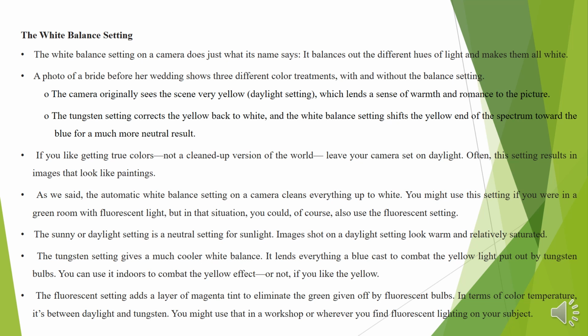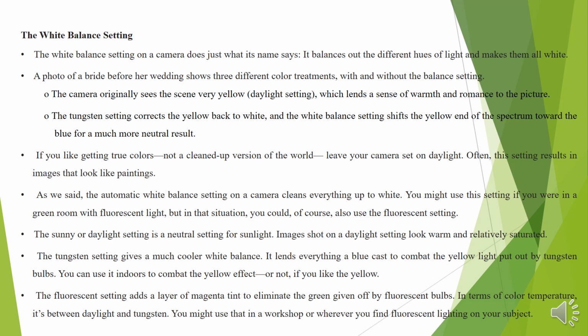The camera originally sees the scene very yellow on the daylight setting, which lends a sense of warmth and romance to the picture. The tungsten setting corrects the yellow back to white, and the white balance setting shifts the yellow end of the spectrum towards the blue for a much more neutral result. If you like getting true colors, not a cleaned up version of the world, leave your camera set on daylight. Often, this setting results in images that look like paintings.